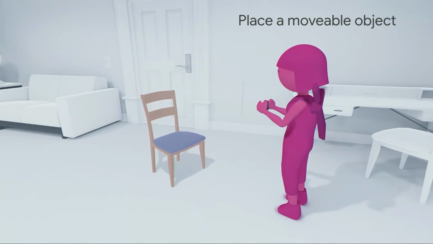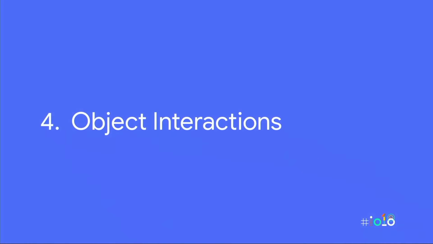All right, so now that we're talking about object interactions, there's actually quite a bit of detail there. So now that we understand how to onboard users, let's start thinking about how users can interact with objects in their space.